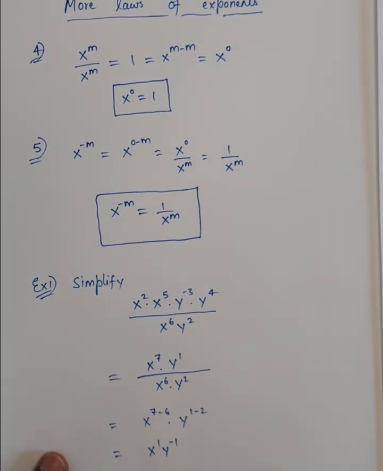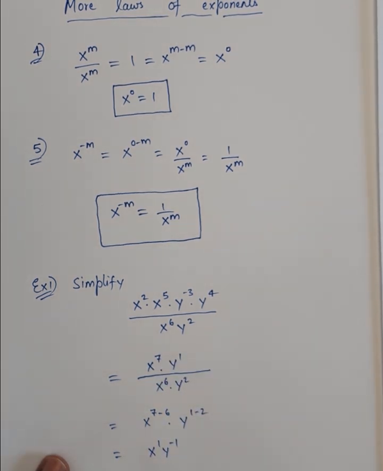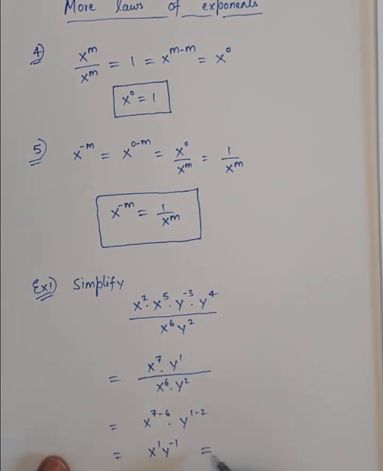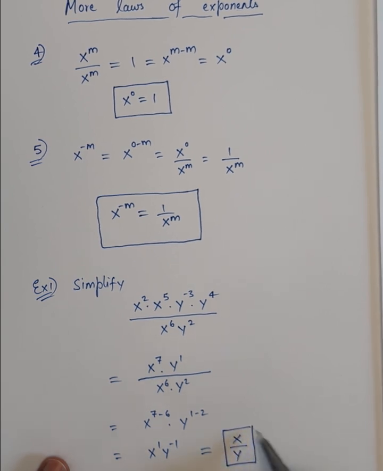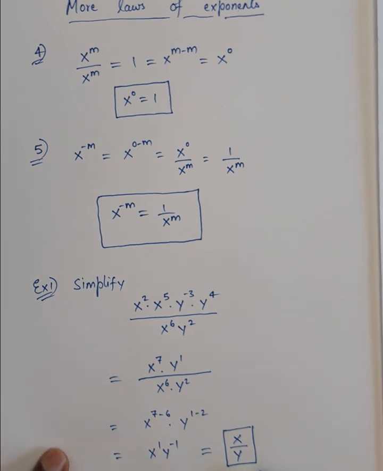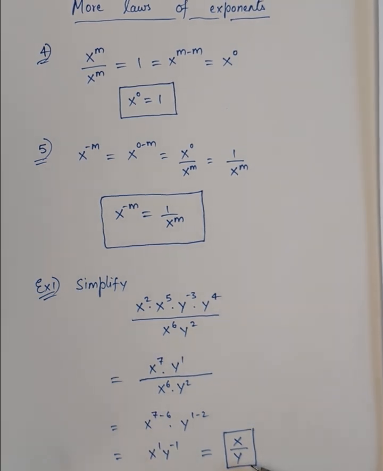Now if the problem asks you to specifically use positive exponents, then you can write this as x over y. To the power 1 just means x, and to the power negative 1 means you take it down to the denominator, and then it would have a positive exponent of 1.